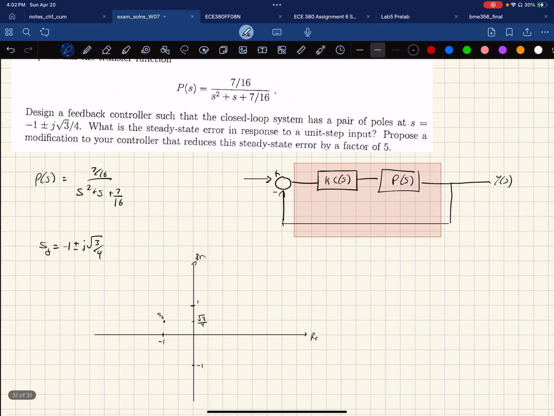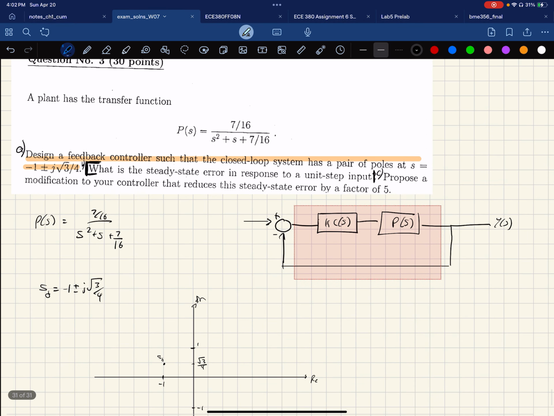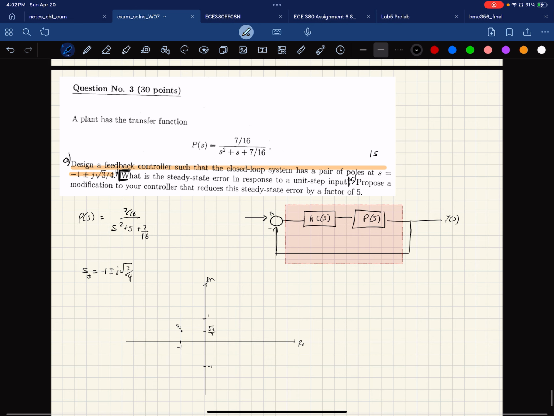Now, what is the steady state error in response to a unit step input? Well, none of this matters right now. We're still in the first part. This is part A, and this is part B, and this is part C. Part A is design the feedback controller so that the closed loop system has a pair of poles. We're stuck on this part. This is a loaded question. This is a huge question, actually. So the first part in and of itself is a question. I'd say this is like 15 points at least.